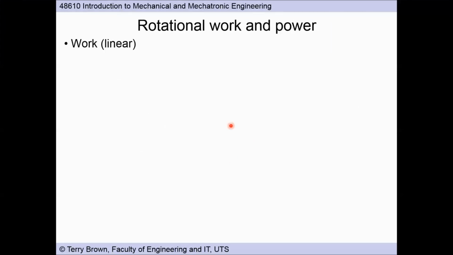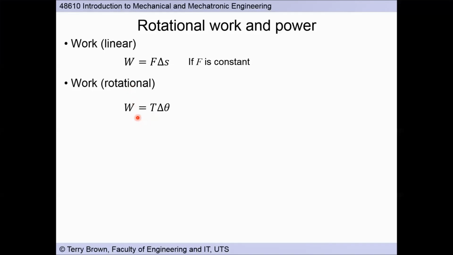Okay, so now let's have a look at work and power. You probably remember from high school or physics here at uni that work for a constant force is equal to the force times the distance that the force moves through. For rotational work, we have a similar equation where the work done is equal to the torque times the rotation. Again, this is if the torque is constant. If force or torque is not constant, then you need to go back to the integral form of this equation.